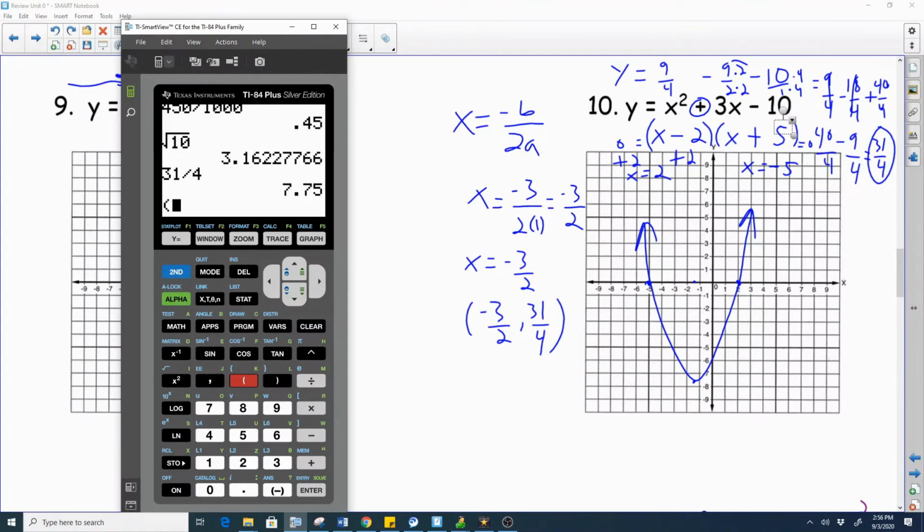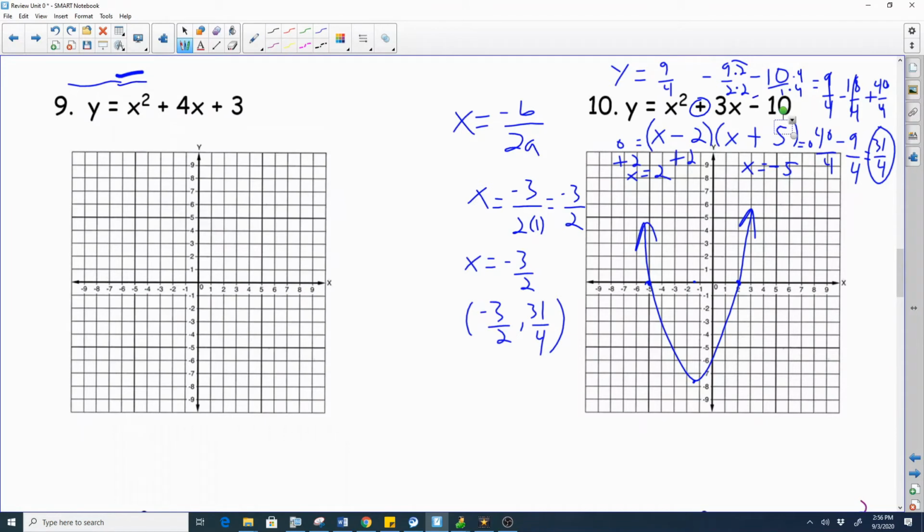Okay, well, let's try it this way then. So we'll go ahead and do, let's see here, our negative 3 halves. We'll just call it negative 1.5, all squared, plus 3 times your negative 1.5, and then minus 10. Oh, it's a minus 10. That's why. Okay, so it's okay, everybody makes mistakes. Everybody has those days.